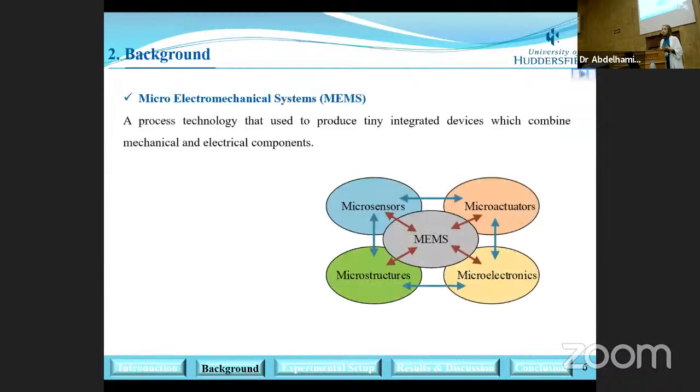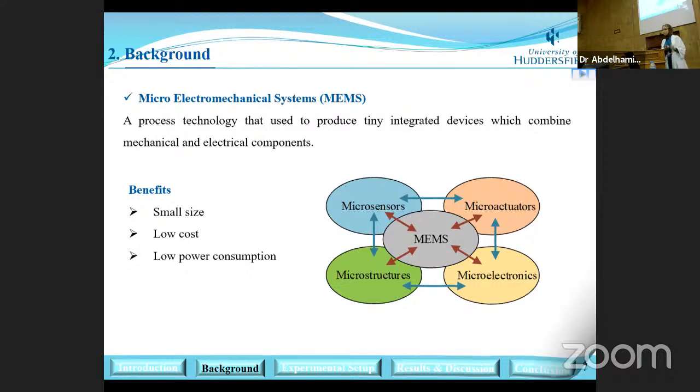Now, if we talk about MEMS technology, this technology is used to produce integrated devices like sensors that mix electrical and mechanical components. All these devices have many advantages like small size, low cost, and low power consumption.